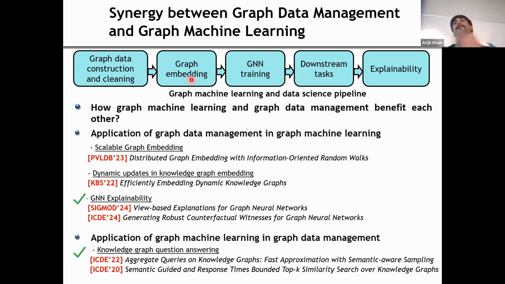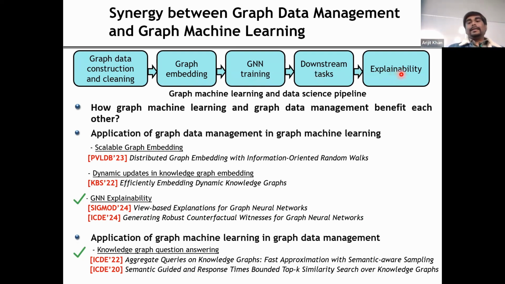The next step is creating the vector representation, which is the node embedding, right, that I have shown in the previous slides. Once the embeddings are generated, now you need to train your model, such as training of the graph neural network. Once the model is trained, now you perform different downstream tasks on a new test instance, such as a new test node or a new test graph.